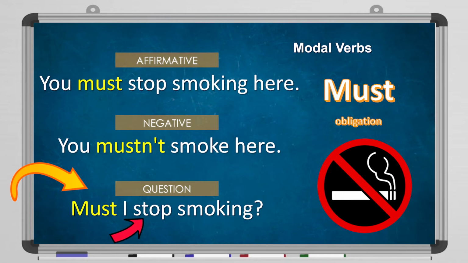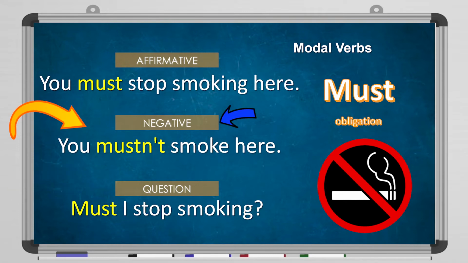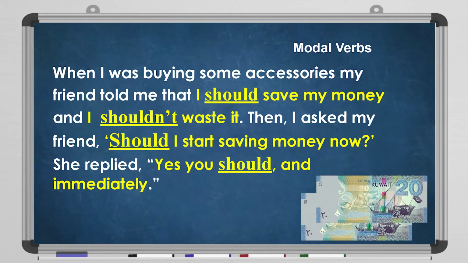And I want you to pay attention to a very important thing. In the negative form, we do not pronounce the T in must not. So we say mustn't. The T is silent. So pay attention to that. Now, the other modal verb we're taking is should. Let's read this short paragraph. When I was buying some accessories, my friend told me that I should save my money and I shouldn't waste it.